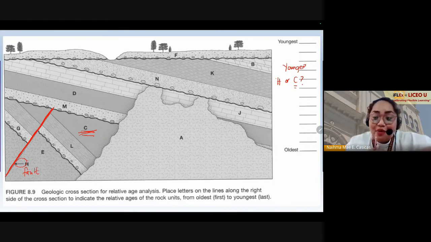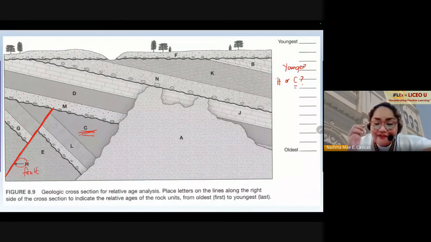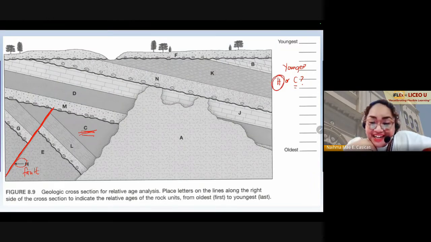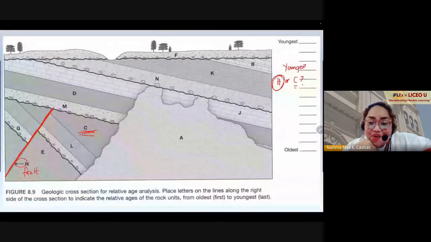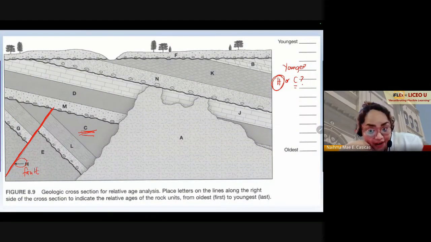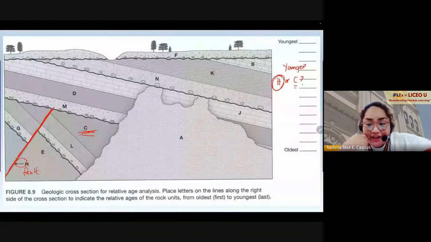Ngano man? Kay kung mas young pa sa layer C, dapat wala na na-crack, di ba? Kay crack ba ning fault? That's a crack. So that would mean H will be younger than C. Nagets ninyo? Did you get it? Yes, ma'am. Okay. Kay kung younger pa na si layer C, wala uta siya na crack. Diba? So na crack man siya. Na appeal man siya sa crack ni fault H.